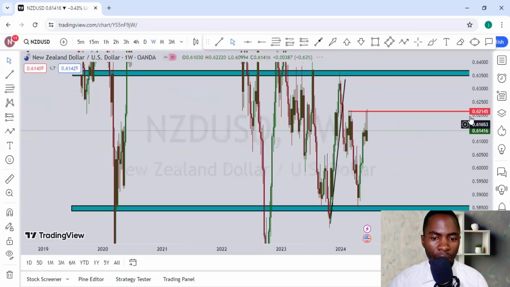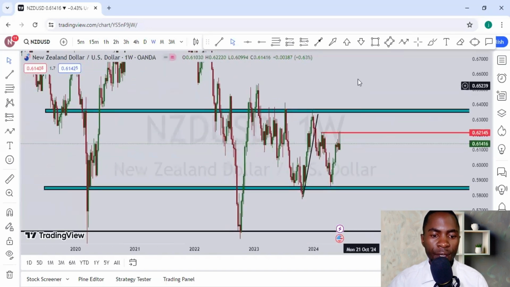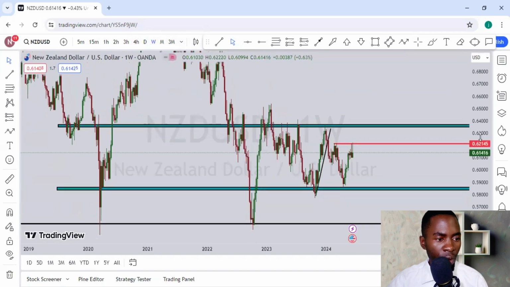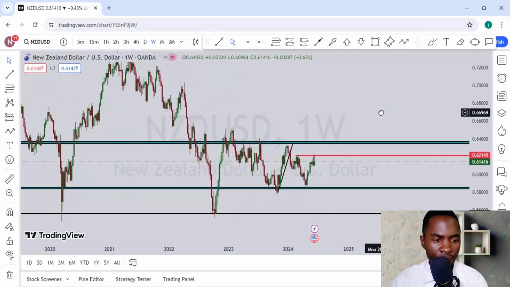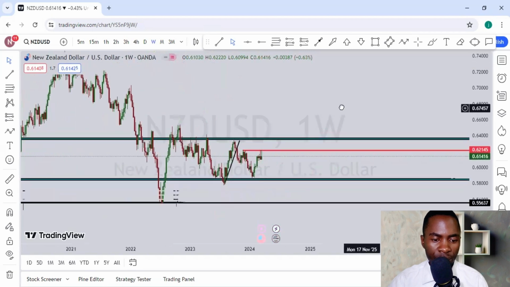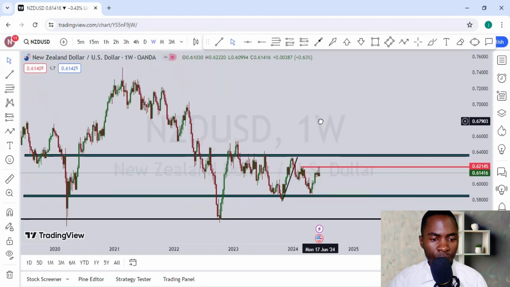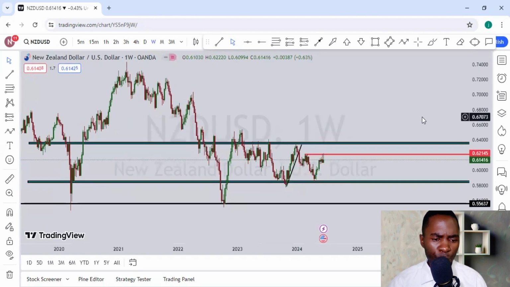So the last pair now, one of my viewers asked me to do some analysis on NZD USD. So I'm going to start to analyze NZD USD from a weekly time frame. I also have two confluences on NZD USD.